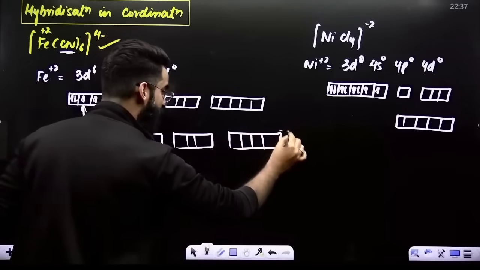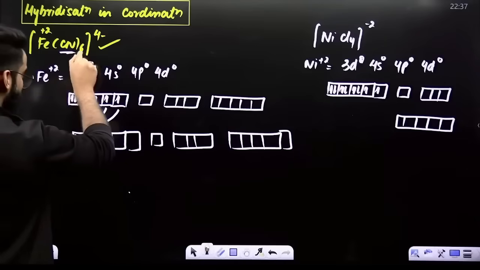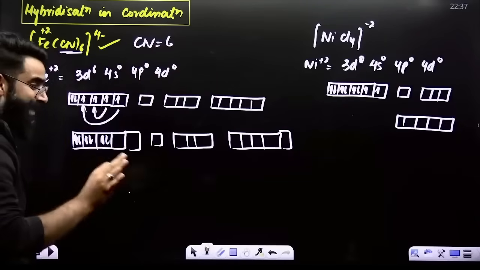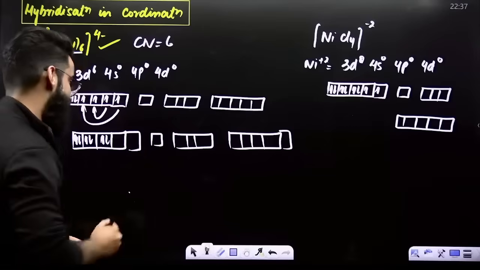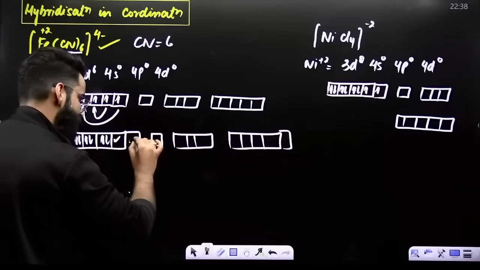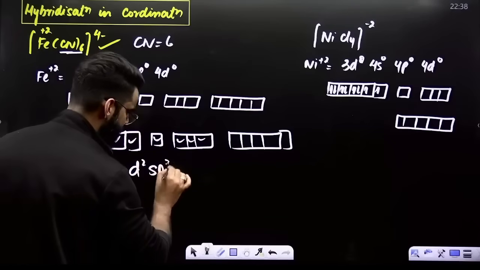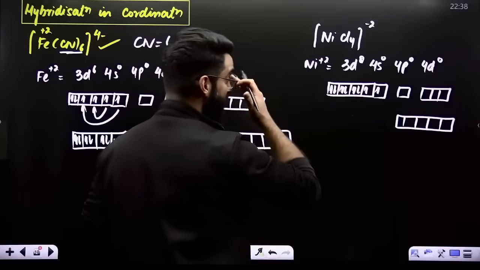After this, what is the coordination number here? The coordination number here is 6. So this central metal ion has to arrange 6 vacant orbitals for hybridization. Those 6 vacant orbitals will be 1, 2, 3, 4, 5, 6. So the hybridization involved is d2sp3.